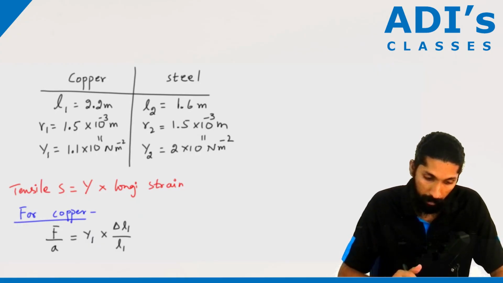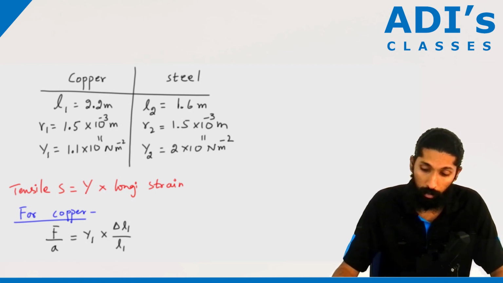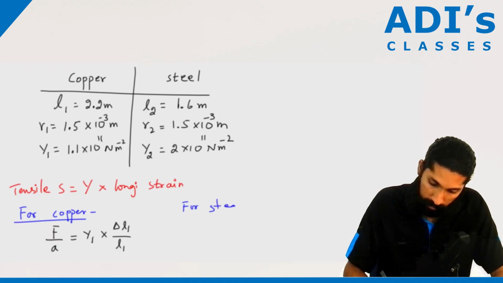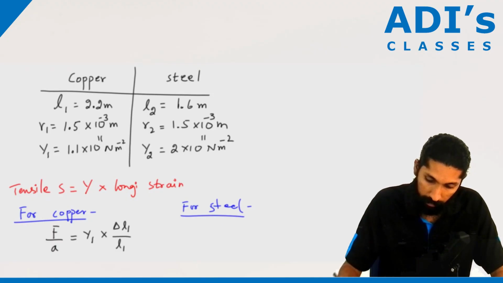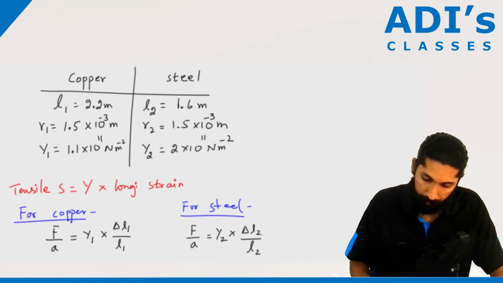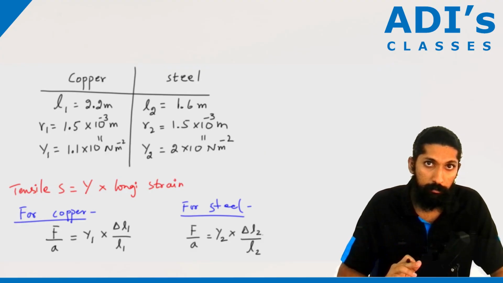Correct? Now if you apply the same thing for steel, that means for steel, now you are applying the same thing. Correct? Now for this case you will have F by A is equal to Y2 into delta L2 divided by L2. Correct? Now if you look at the LHS, both are one and the same.